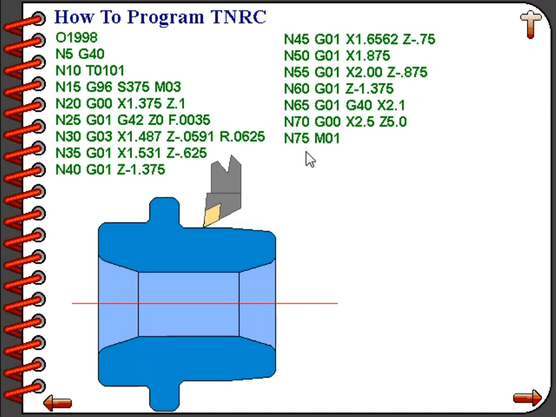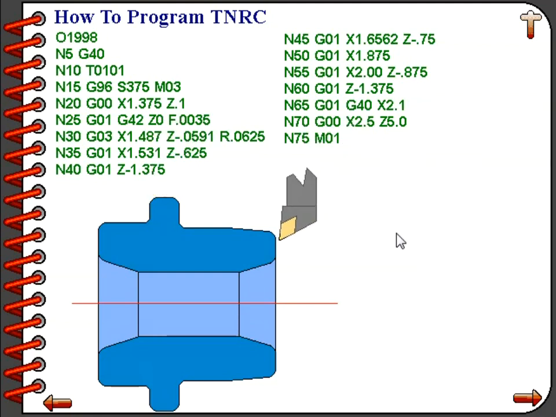On line number 65, when the tool is moving away from the part along the x-axis, we are turning tool nose radius compensation off, as we don't want it active during any rapid motions moving away from the part or at any other time.